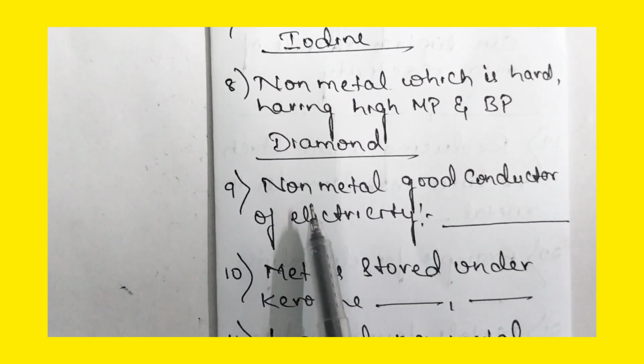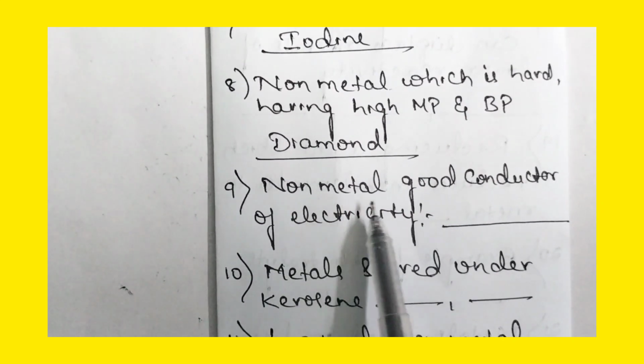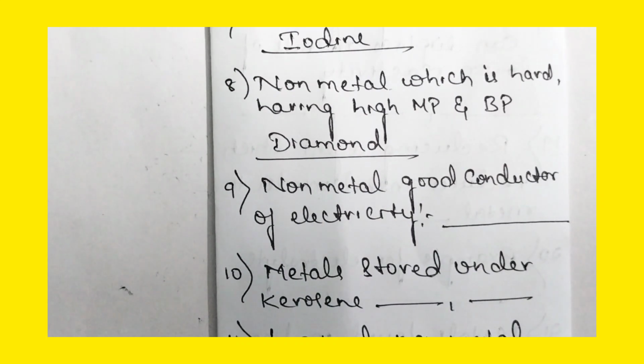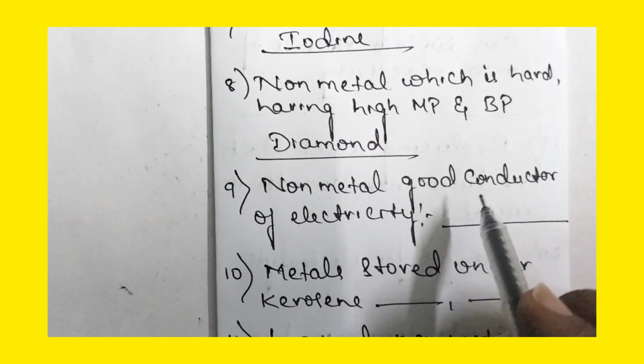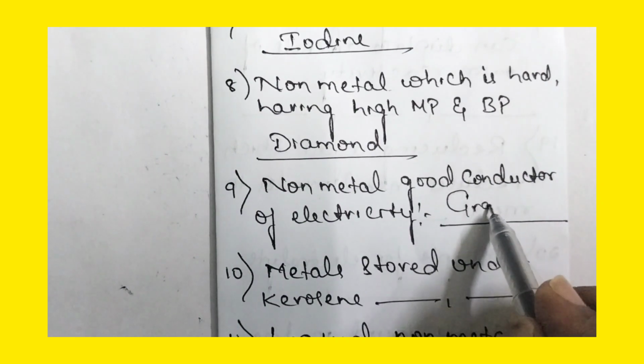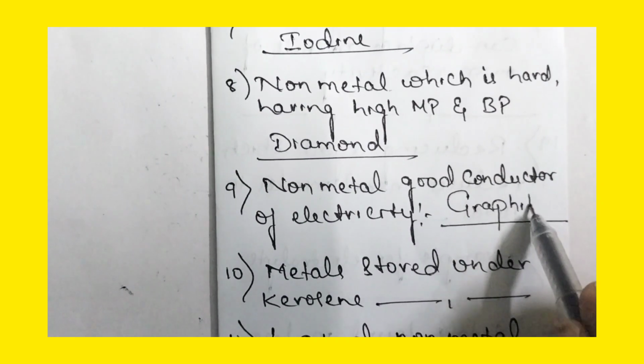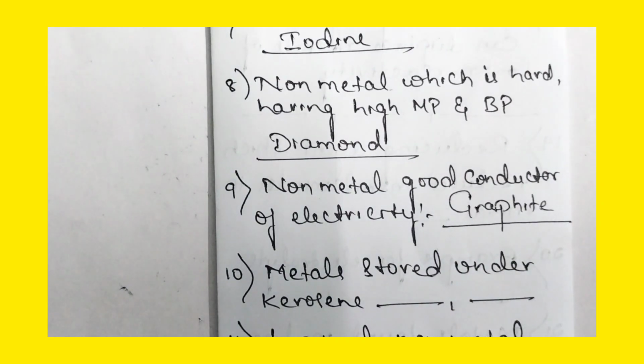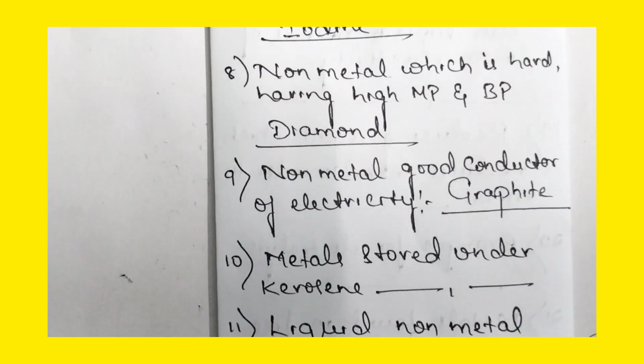Then coming to the ninth question, a non-metal which is a good conductor of electricity. We know that non-metals are poor conductors of electricity, but this is a non-metal which is a good conductor of electricity, that is graphite. Even though it is a non-metal, it is a good conductor of electricity.